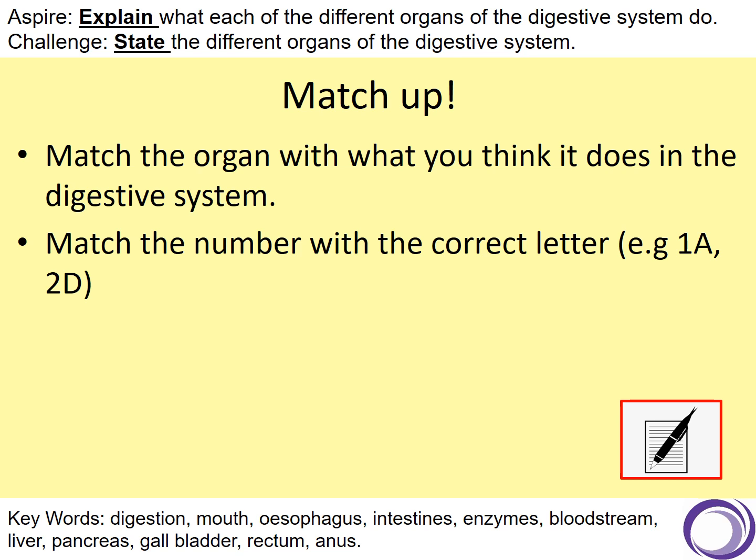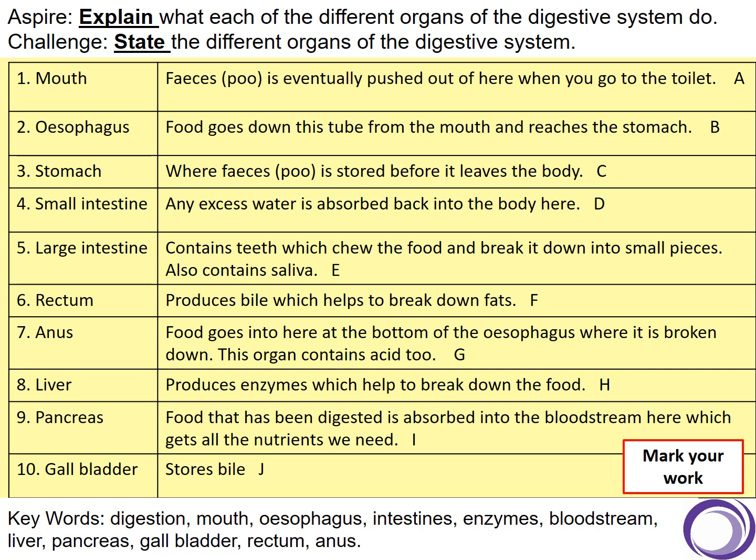The next task in today's lesson is to match the correct organ with what you think it does in the digestive system. So what I would like you to do is write numbers 1 to 10 down the side of your page, and then all I'd like you to do is match it with the correct sentence. And if you can see at the end of the sentence there is a letter, so all you need to do is match the number with the letter. I am going to give you 4 minutes to do this. Off you go.